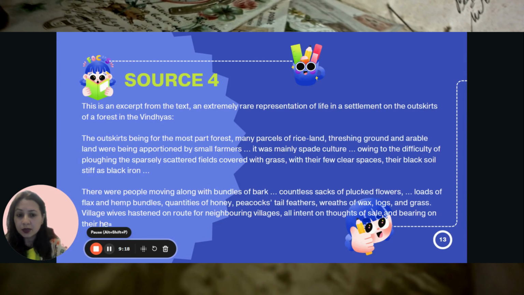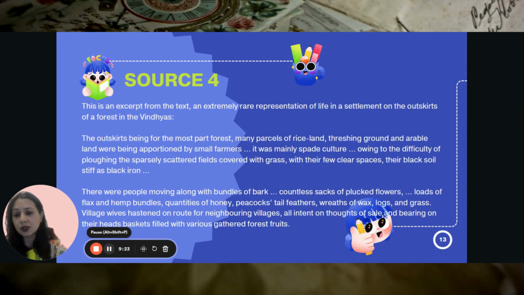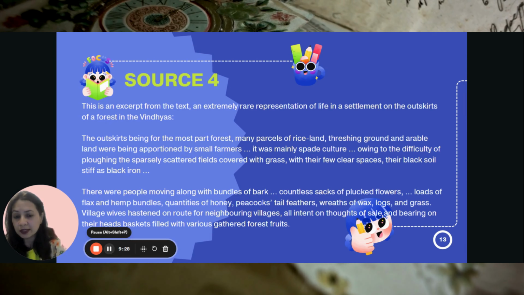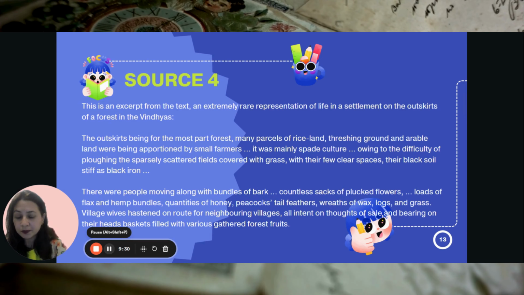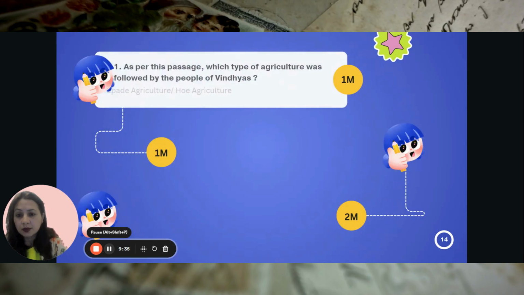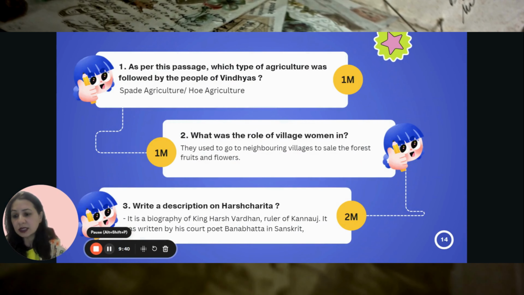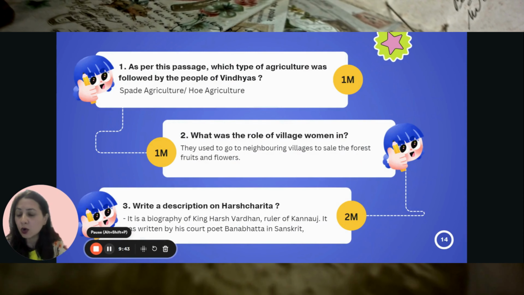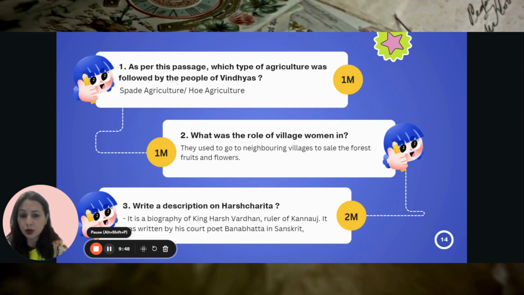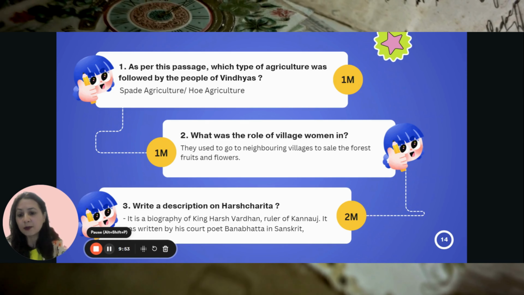Source number 4. So this tells us about the people who lived in the forest region of Vindhyas. So what was the source of living, the subsistence for these people, and their association with farming? As per the passage, which type of agriculture was practiced by the people of India? So, since they are the tribal people, they practice spade or hoe agriculture. What was the role of village women? So, the main function of village women was to sell the forest fruits and flowers in the neighboring villages.